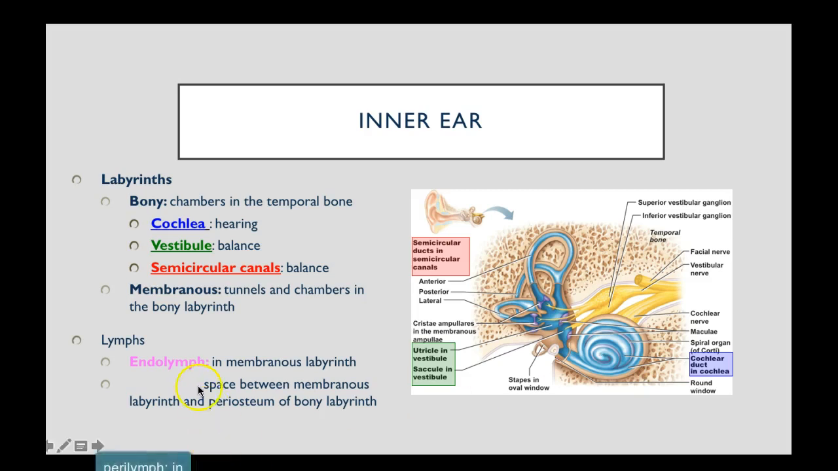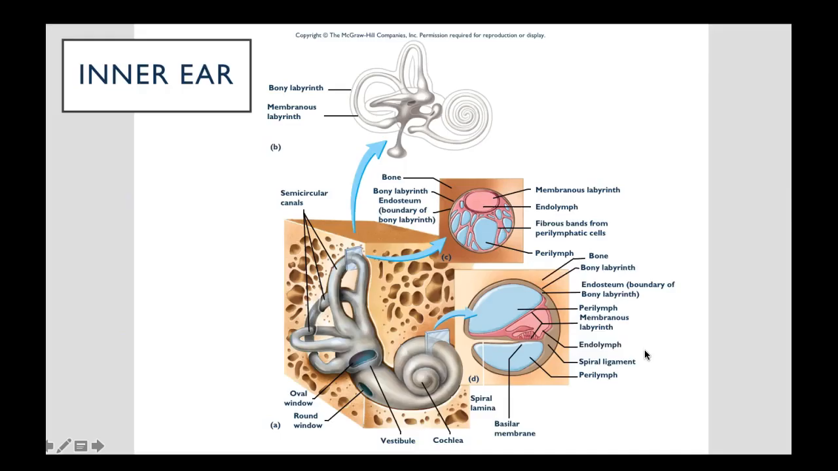The other fluid that we are going to see is perilymph. And for some reason the word disappeared here, but this is going to be found in the space between the membranous labyrinth, which you see in blue here, and our periosteum of the temporal bone. So right in this region over here is where you would expect perilymph to be found.